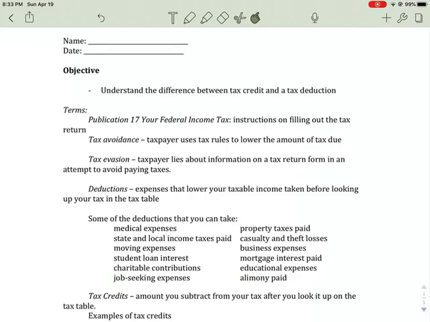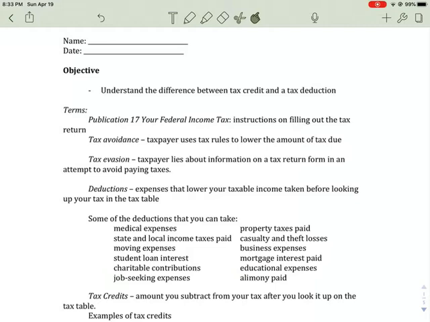Now, there's a difference between tax avoidance and tax evasion. Tax avoidance is when you, the taxpayer, use the rules to lower the amount of tax. This is totally legal. In other words, here's how much money I made, how can I reduce the amount of money that I pay taxes on? Tax evasion is where the taxpayer lies about the information to avoid paying taxes. So let's say the person made $1 million and they only report $500,000. They're lying about how much money they made.